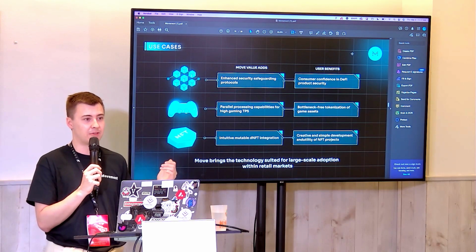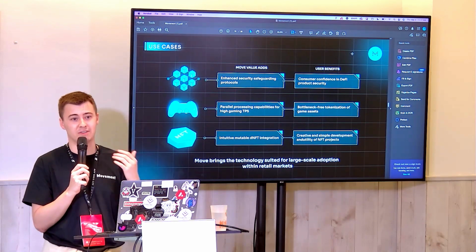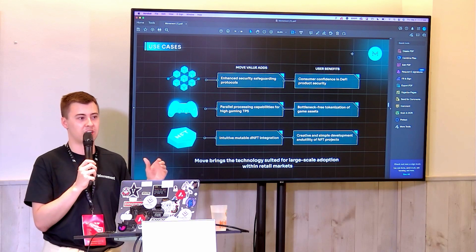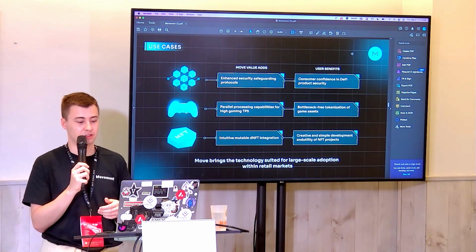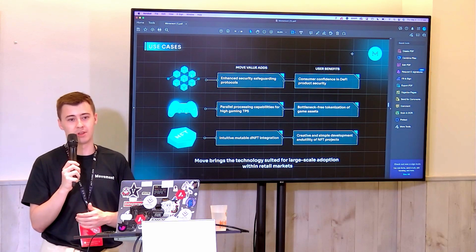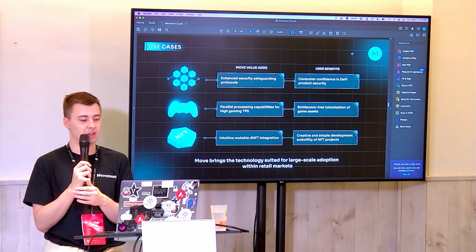From the gaming front, parallel processing is able to significantly boost TPS and lower the time that users will be spending waiting for transactions to process, as well as remove a lot of bottlenecks that we see within games.